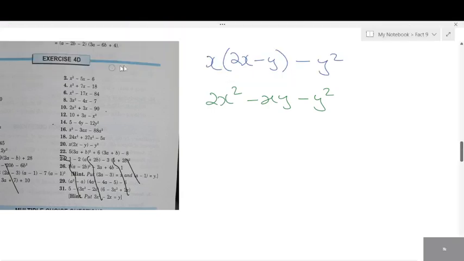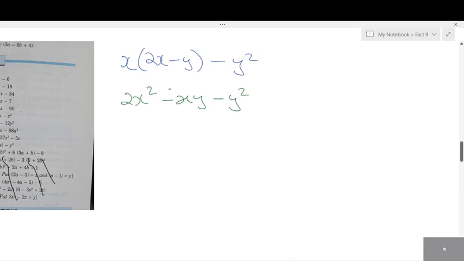2x square minus xy minus, what is that? Is it different now? Multiply the first and last. There are three terms. Multiply first and last. What do you get? Minus 2x square. See, there are three terms, students. There's no other option. You can't use a square, b square. Nothing can be done. Now, what are the factors?